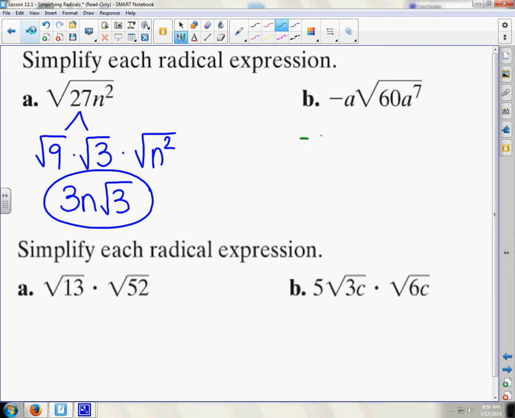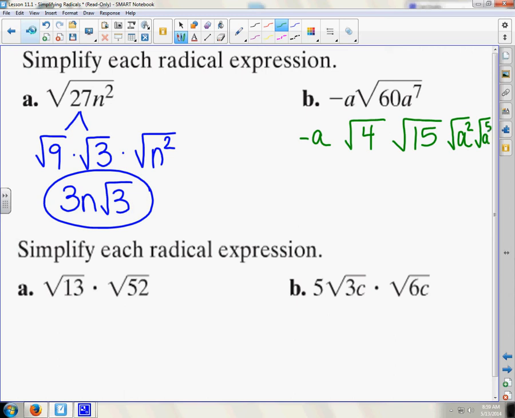Okay, so -a goes out front. Now 60. I want to break that up into two radical expressions. Now, I don't want to use 6 and 10 because neither of them are on my perfect squares chart. So you have to think, okay, so 6 and 10, 2 and 30, that wouldn't work. 4 and 15. So the square root of 4 is a perfect square, so I can do that. Now, the square root of a to the 7th. Now, I don't want that because it's not simplified at all. But I know if I have a squared, that will cancel each other out, and then a to the 5th.